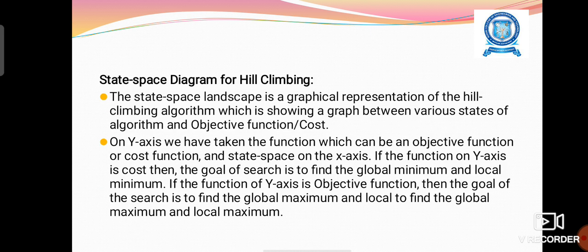State space diagram for hill climbing. A state space landscape is a graphical representation of the hill climbing algorithm, which is a graph between the various states of the algorithm. On the y-axis we have taken the function, which can be the objective function or cost function, and the state space on the x-axis. If the function on the y-axis is cost, then the goal of the search is to find the global minimum and local minimum. If the function on the y-axis is the objective function, then the goal of the search is to find the global maximum and local maximum.